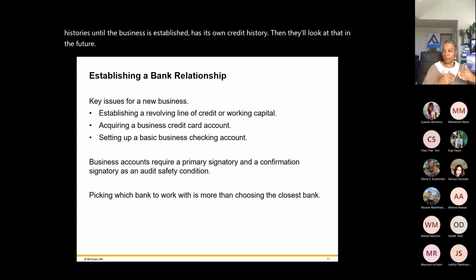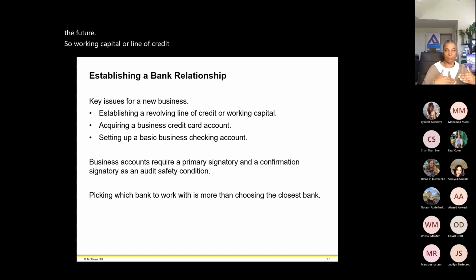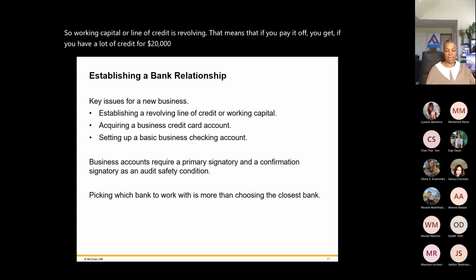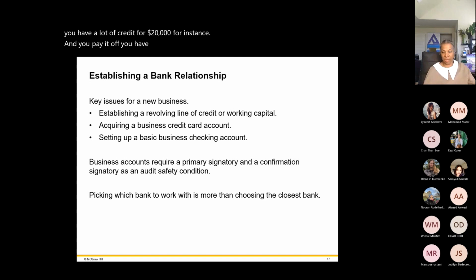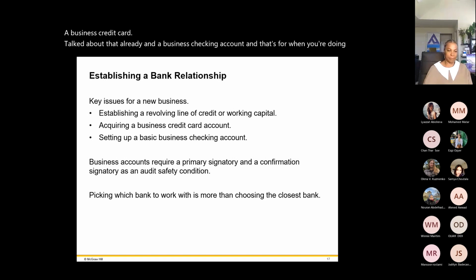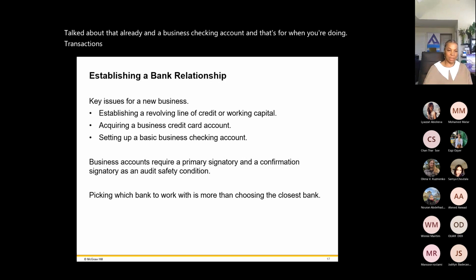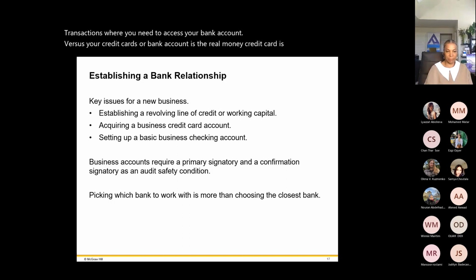So working capital or line of credit, it's revolving. That means that if you have a line of credit for $20,000, for instance, and you pay it off, you have that line of credit of $20,000 available again. All right. A business credit card, we talked about that already, and a business checking account, and that's for when you're doing transactions where you need to access your bank account versus your credit card. So bank account is the real money, credit card is borrowed money.